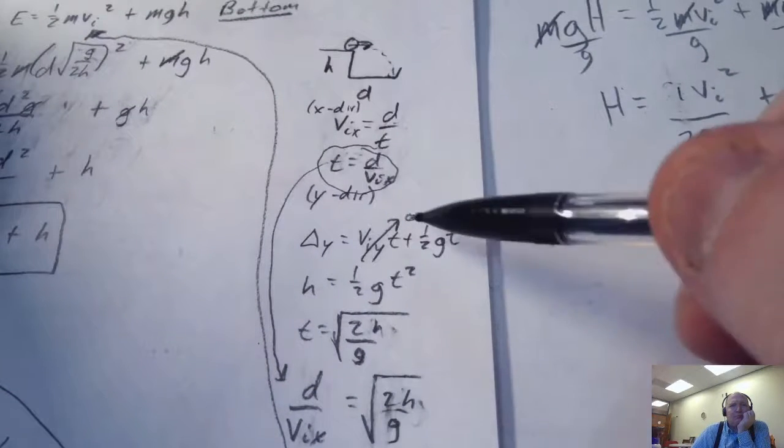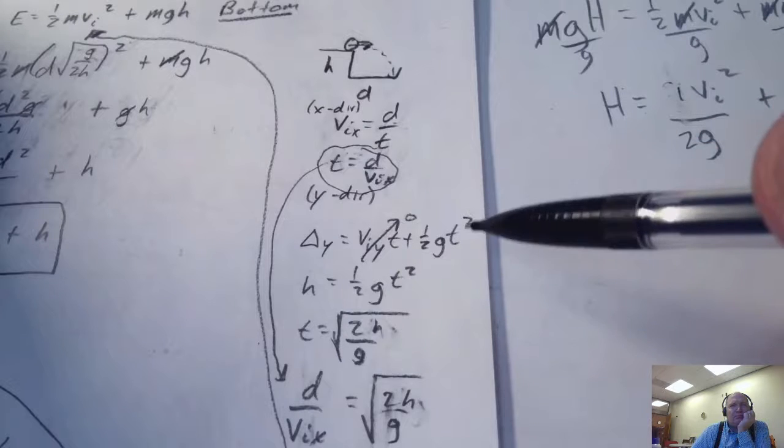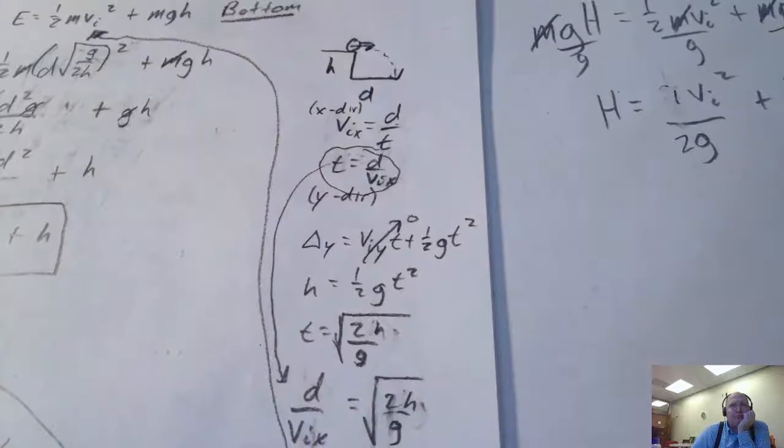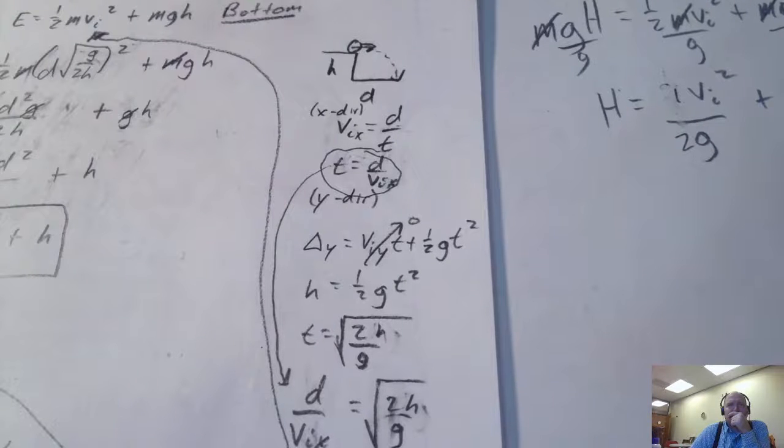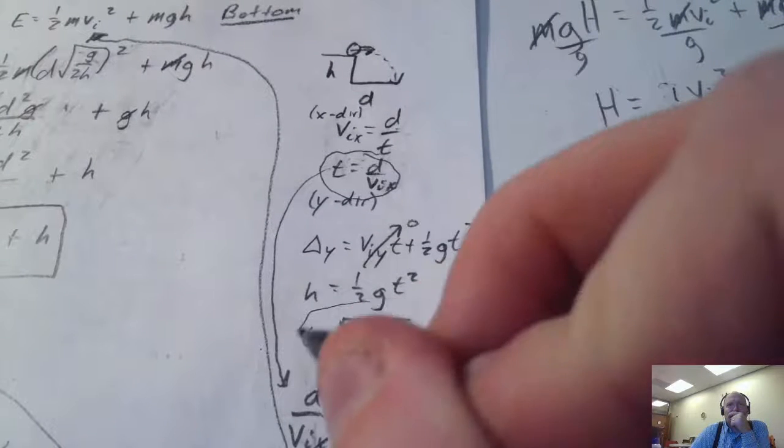And use positive, so that's positive, that's positive. But that goes to 0. You have delta Y equals 1/2 g t squared. You rearrange that to solve for t, and there's your equation right there.